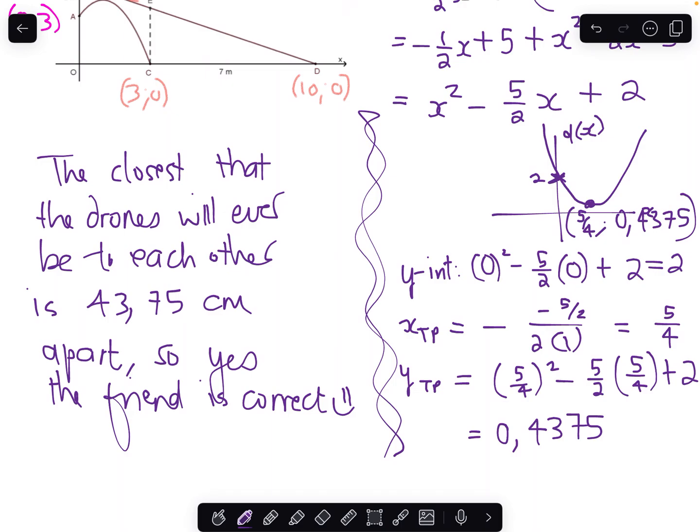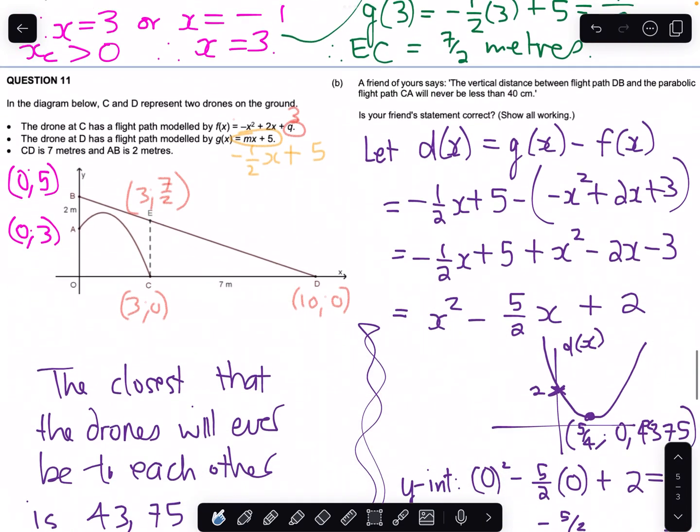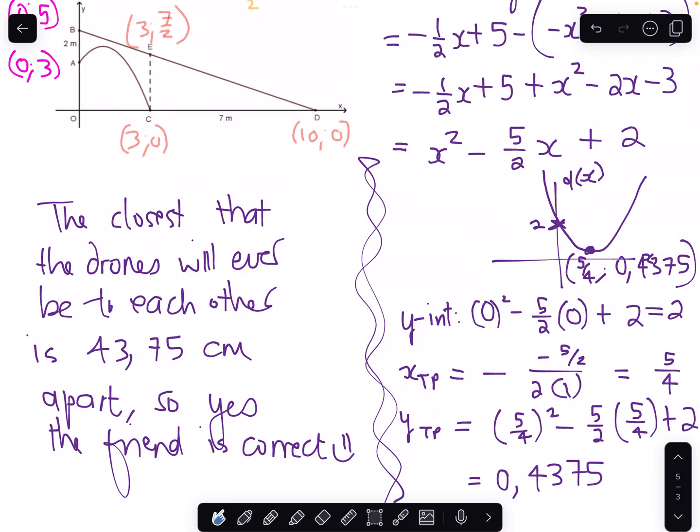Let's see what the memo believes to be true. Yeah, so we agree on the first answer. We have 3.5 meters, 7/2 meters. And then for the next question, they figured out the minimum, the turning point, using the first derivative, so that's also a perfectly valid approach, and found that the minimum vertical distance is indeed 43.75 centimeters. So our friend was correct. Awesome.